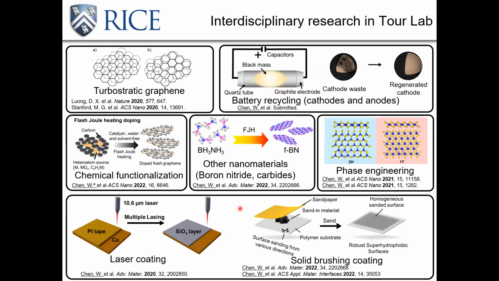On the other hand, we explore the surface modification of the polymer substrate and the metal foil using different methods like the laser coating method and the sanding method. And today we will focus on this part.